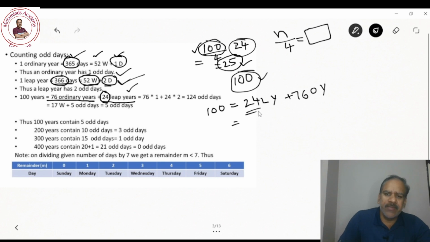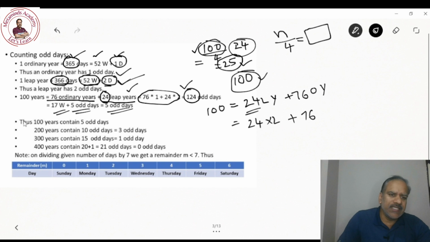This 24 leap years has, each leap year has 2 odd days. So 24 into 2, and 76 ordinary years has 76 odd days. So totally 124 odd days. Again you divide it by 7, you will get 17 weeks plus 5 odd days. Therefore, first 100 years has 5 odd days.